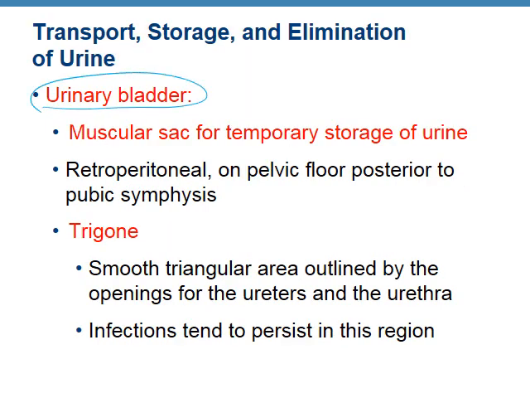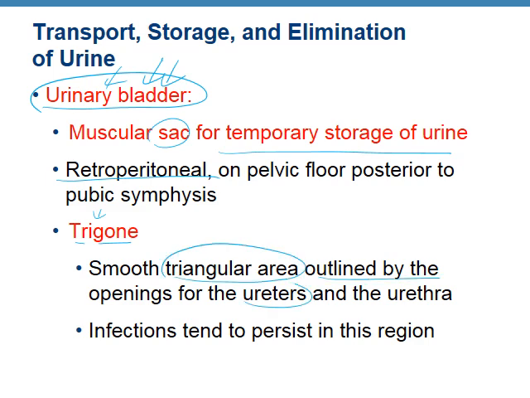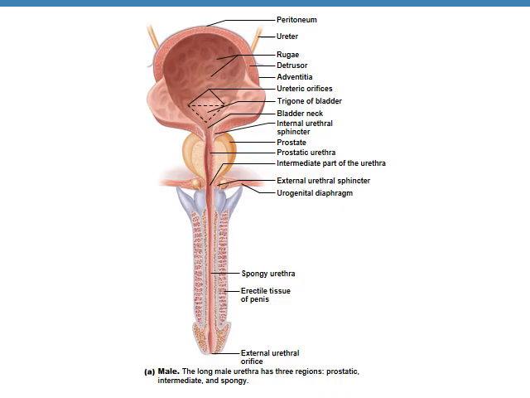We have the urinary bladder. Most people just say the bladder, but if you want to say urinary bladder, that's fine. It's a muscular sac, and it's our temporary storage for urine. It is also retroperitoneal. This area, I've heard people call it different things. I've heard trigon, and I've heard trigone. So either way is fine by me. This is the triangular area. It's outlined by the opening for the ureters and the urethra, and sometimes infections persist in this area.